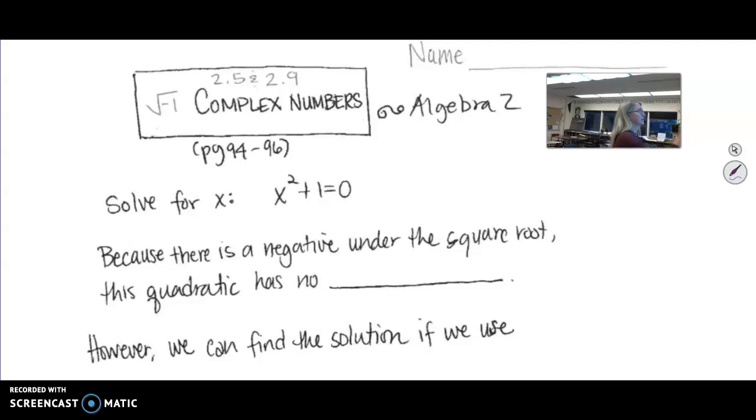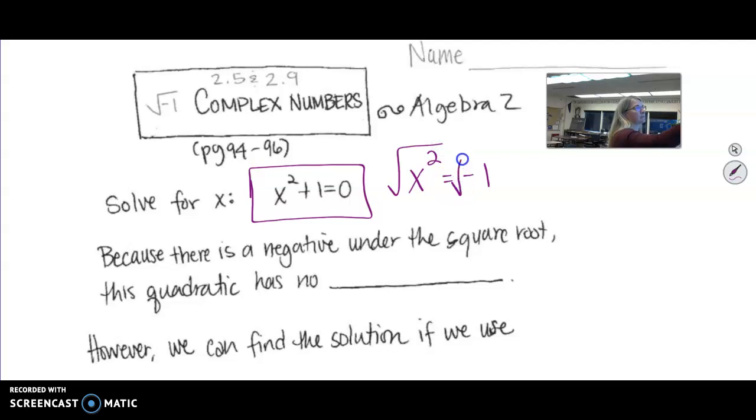Okay, so let's just start here. We've got an equation here, x squared plus 1 equals 0. Let's solve that for x. So we would start by subtracting 1, so I get x squared equals negative 1. And then when I take the square root of both sides, don't forget plus or minus, we get x is equal to plus or minus the square root of negative 1. All right, well, there's a negative underneath the square root, so this quadratic equation has no real solutions.